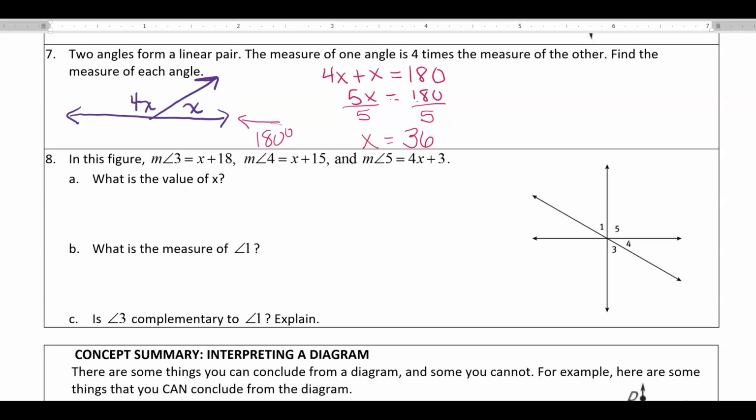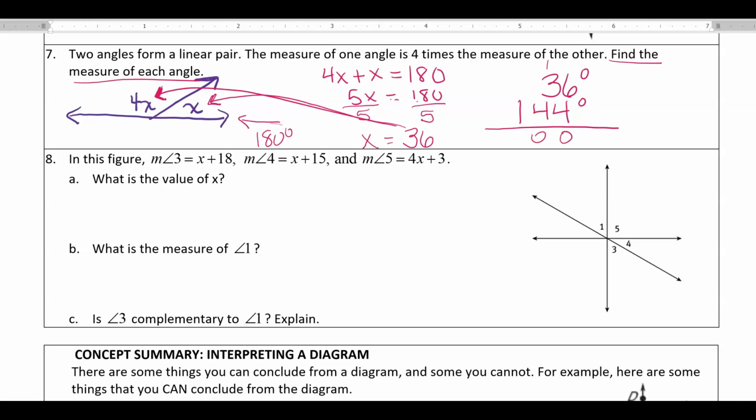Now, that is x, and it says find the measure of each angle. Well, this is 36. So the measure of the first angle is 36 degrees. Now we're going to take 36 and multiply that by 4. And 4 times 36 is 144 degrees. Now, to check ourselves, we should be able to add this up and get 180, and we do. Therefore, I know these two answers are correct. They form a linear pair. This one is 4 times greater than the first one.